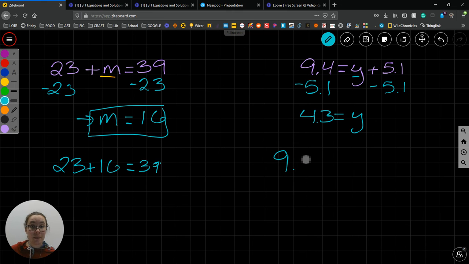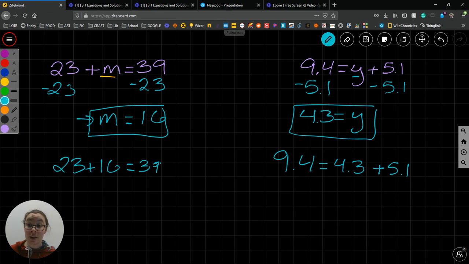And I can check this. Check to make sure. 9.4 equals 4.3 plus 5.1. Is this a true statement? 3 plus 1 is 4. 5 plus 4 is 9. Yes. That is a true statement. I have my solution to my equation.